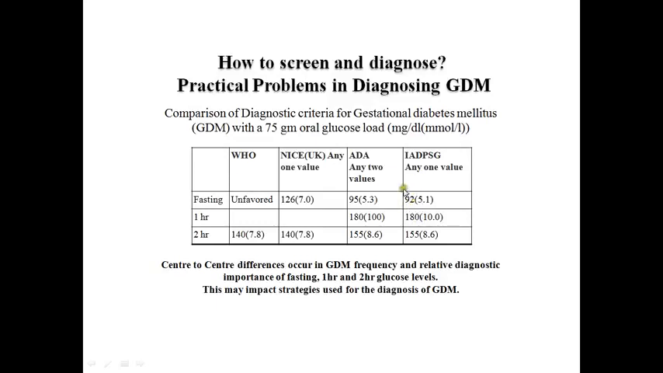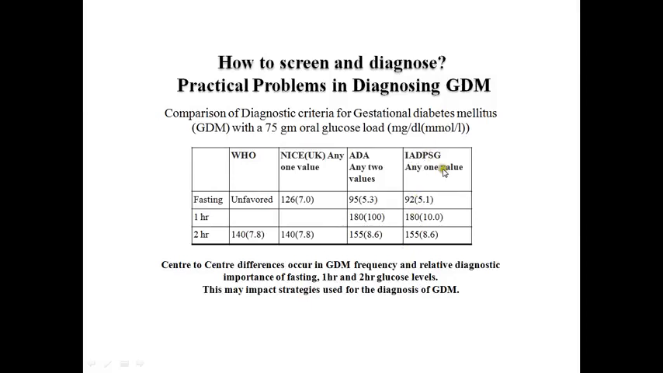So they have a much stricter criteria if we look at the fasting of these patients. In these patients, center to center difference occurs in GDM frequency and relative diagnostic importance of fasting, 1 hour and 2 hour glucose level. This may impact the strategies which are used for the diagnosis of GDM.